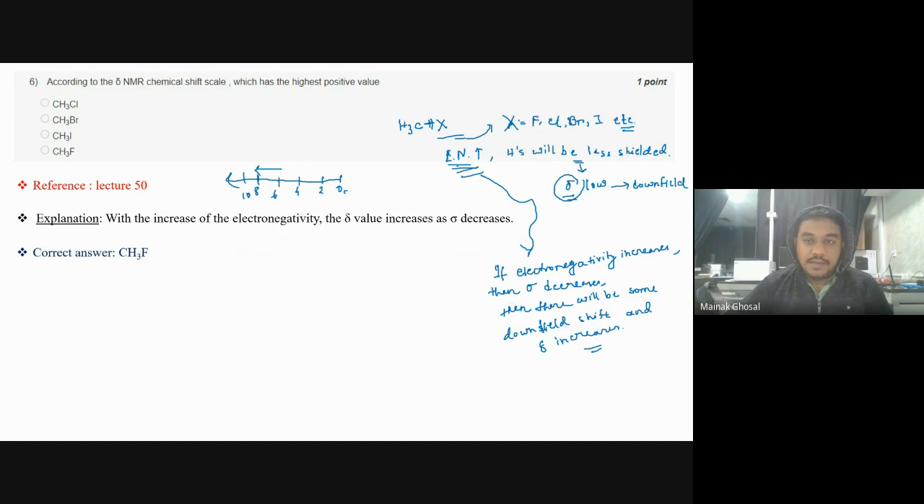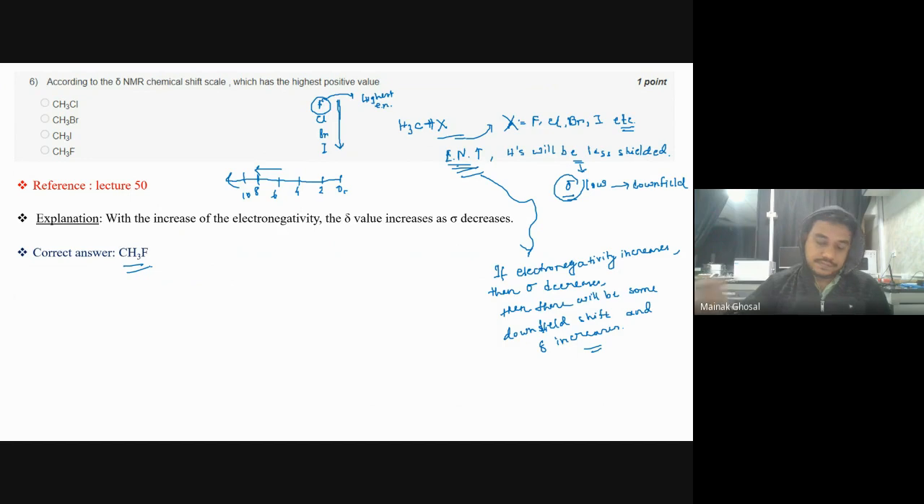Now you have to find among these four X which one has higher electronegativity: fluorine, chlorine, bromine, and iodine. You know, in the periodic table, F, Cl, Br, and I, as you go from upper to lower one, fluorine has the highest electronegativity. So among the four halogen atoms, fluorine will have the highest electronegativity. Since fluorine has the highest electronegativity, it will have the more positive delta value. So the answer is CH3F.